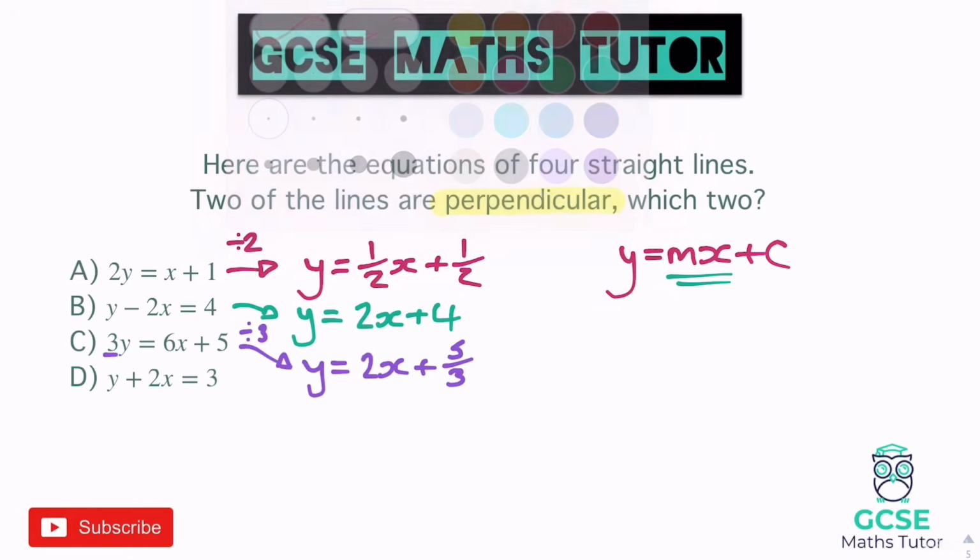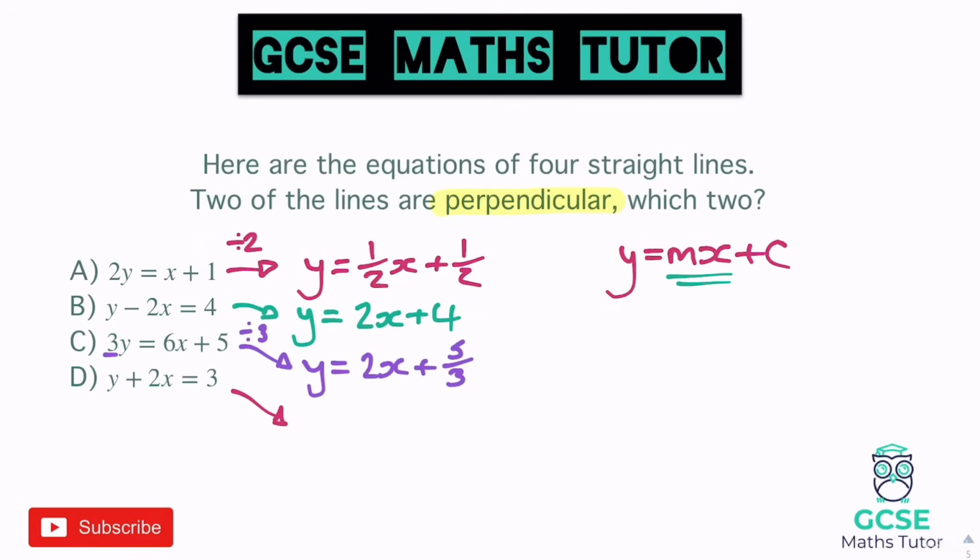But there we go, let's have a look at this last one. Okay, so nothing in front of the y, but the 2x is in the way here, so we need to minus 2x from both sides to get that out of the way.